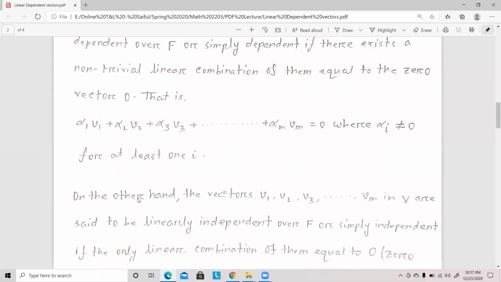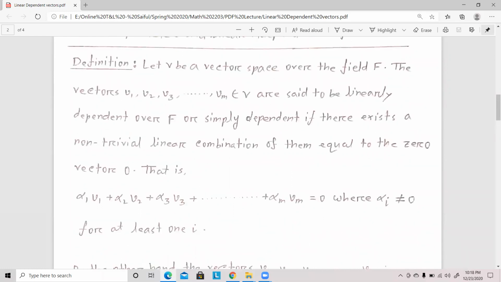That is, if alpha 1 v1 plus alpha 2 v2 plus alpha 3 v3 plus ... plus alpha m vm equals 0, where alpha i is not equal to 0 for at least one i. Here the alphas are the scalars taken from the field F. F is a set of scalars and the vector space V is a set of vectors. Here v1, v2, v3, ..., vm have been taken from this vector space V.